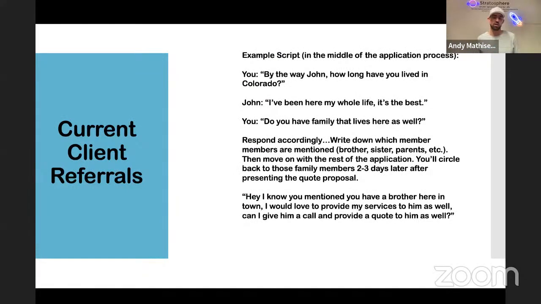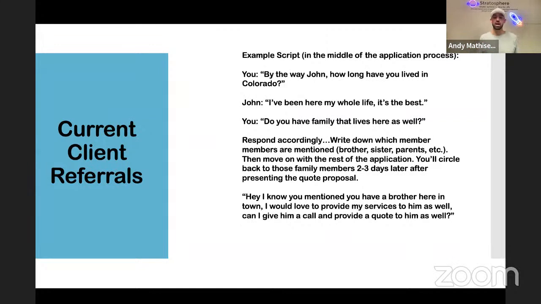It's saying, let me walk you through it. So it's me and John, the prospect. So by the way, John, how long have you lived in Colorado? Since I'm in Colorado, that's why I stated. I've been here my whole life. It's the best. Oh, great. Do you have any family that lives here? And then you respond accordingly and you write down those family members based on what they're saying. Hey, they have a brother, they have a sister, they have parents. Okay, cool. I'm writing that down on the application because I know I'm going to talk about it.